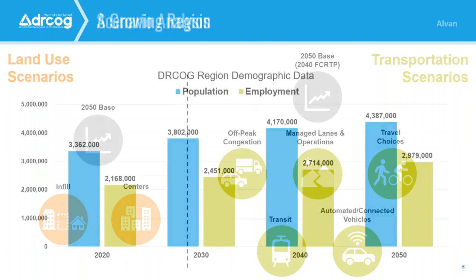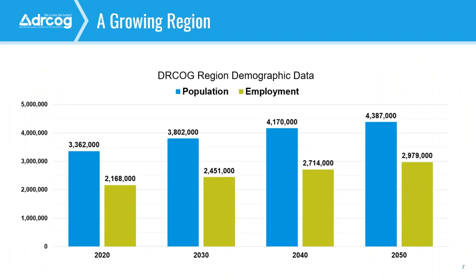In addition to comparing each of these scenarios against their base, we also combined a couple, so you'll see that in a few slides as well. We know the Dr. Cog region is going to continue to grow. Our projections for 2050 show an additional 1 million people in the Dr. Cog region, and similarly, we're seeing an extra 800,000 jobs in the region. This data has been consistently used through the scenarios, so these same population and employment projections are used to run each of the scenario runs you're going to see in the upcoming slides. Next slide.